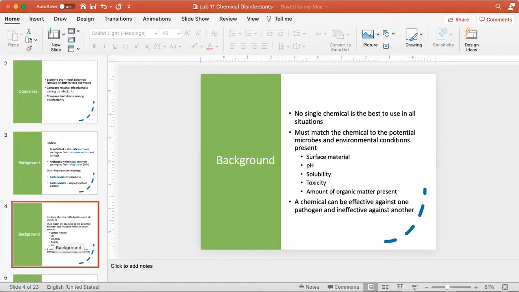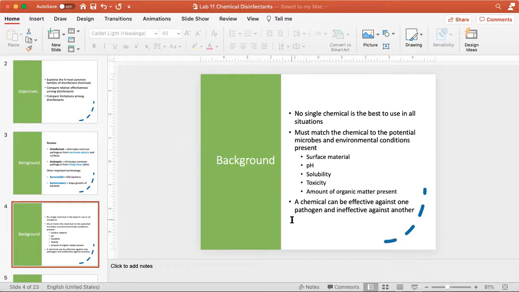The other thing that really plays a role is this last one, the amount of organic matter that's present in the place that we're trying to disinfect. In other words, how dirty is the area that you're trying to disinfect? Is it caked with food or caked with mud or soil? Is there a lot of material present on the surface that you're trying to disinfect? If there is, you really need to get rid of it first and then disinfect.